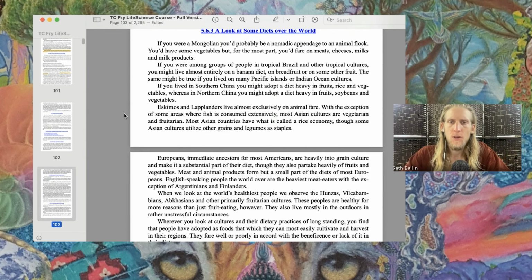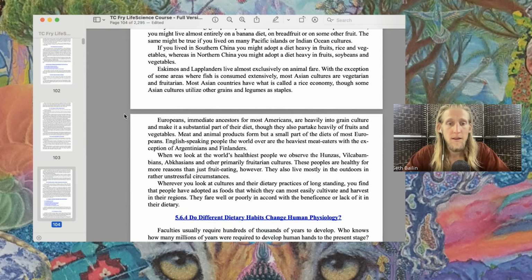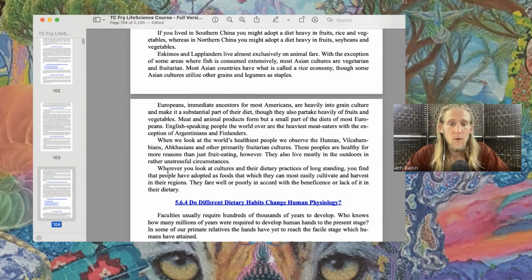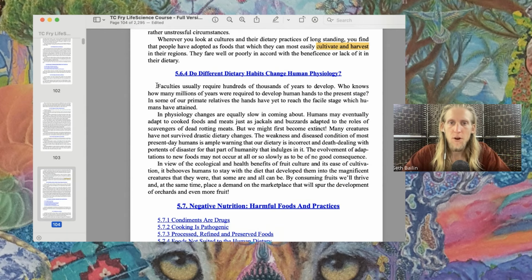People all over the world do eat animals. There's no denying that many cultures out there live on animal fare. Some cultures, though, are vegetarian or eat very little meat. Wherever you look at cultures and their dietary practices of long standing, you find that people have adopted as foods that which they can most easily cultivate and harvest in their regions. So, local food diets.